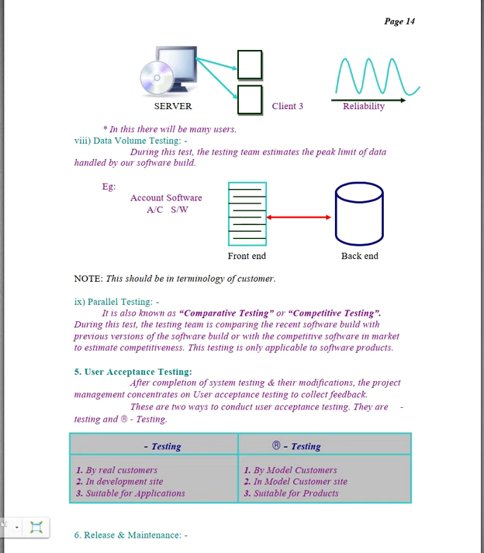Then after all these things, we will be moving to the user acceptance testing. It's the project management team who concentrate on the user acceptance testing, and the feedback from the user acceptance team will be considered. If anything needs to be changed, it has to be done, because it will be the business users or the business analysts who will be doing the UAT testing. That's all about the user testing.